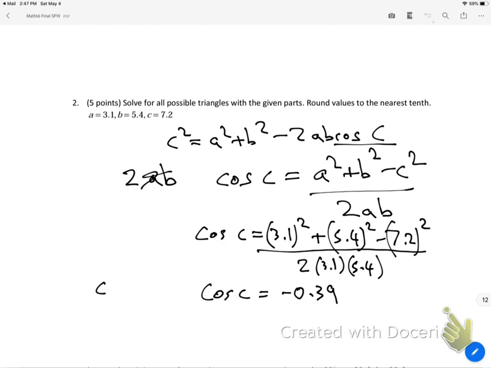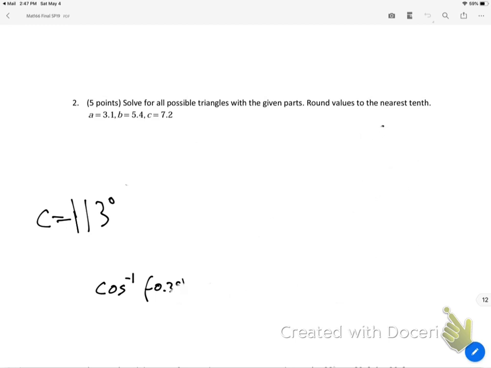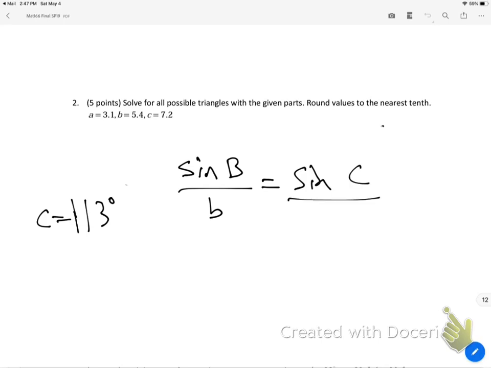Now you can put that in your calculator. Remember the inverse. What's the inverse cosine of -0.39? Apparently it comes out to be 113 degrees. So we have the angle of C. Let's erase all this. Now once we have that, we can use the sine rule like this. I'm just going to let the book do it. We did it upside down. Sine B over B equals sine C over C.